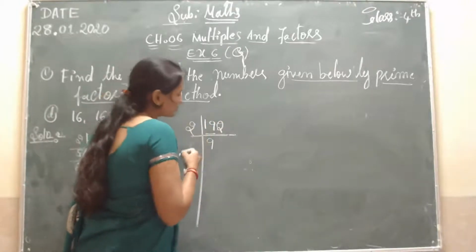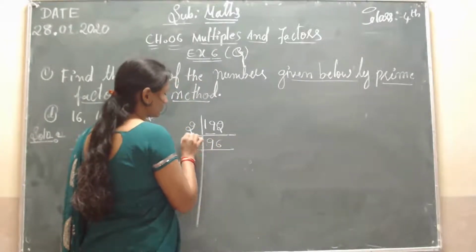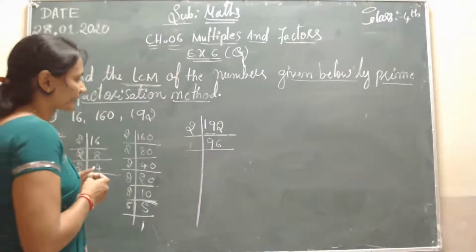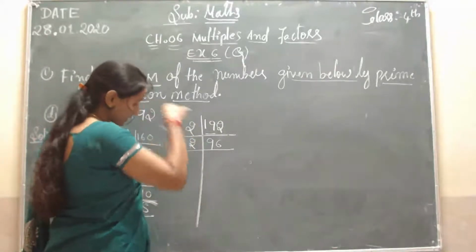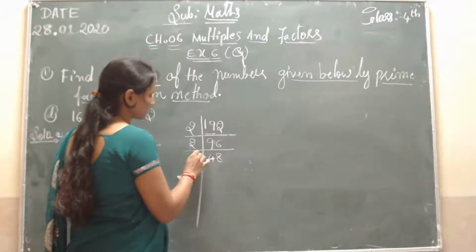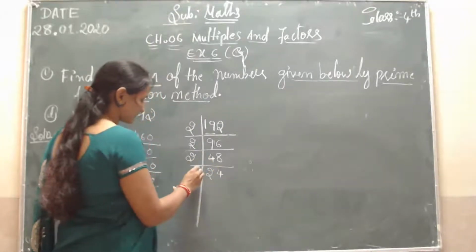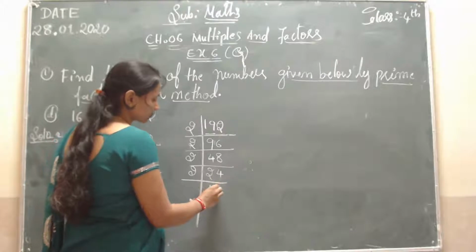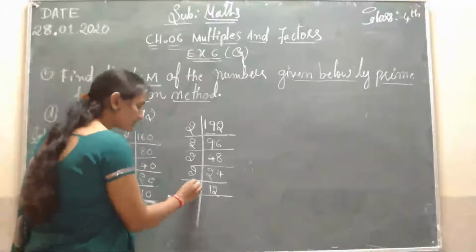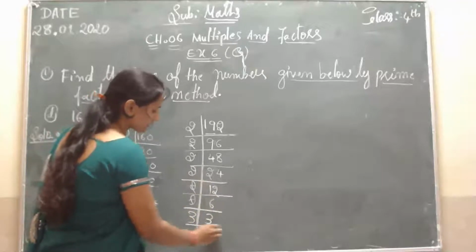2 1s are 2, 12, that is 1 2 6. Next 2 6s are 12, students. So next division by 2: 2 4s are 8, 1 is remaining. So here come 2 8s are 16. Next 2 2s are 4. Again, students, 2 4s are 8. Next in division, 2 1s are 2, 2 2s are 4. 12 is remaining. 2 3s are 6. Next 3 1s are 3.